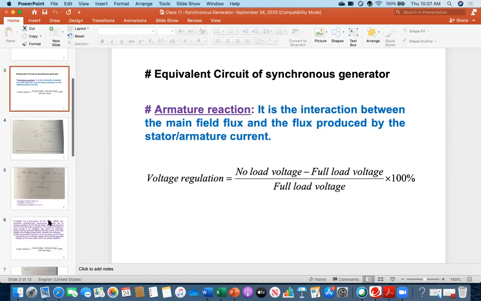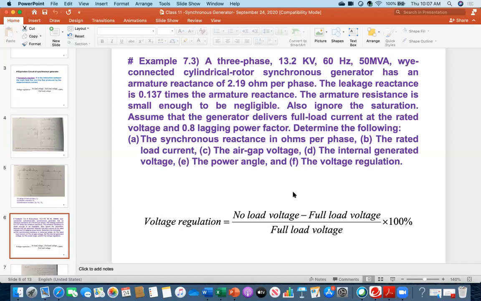So let's have a look at the numerical problem. Example 7.3, everybody read the problem. A three-phase 13.2 kV, 60 Hz, 50 MVA, Y-connected cylindrical rotor synchronous generator has an armature reactance of 2.19 ohm per phase.